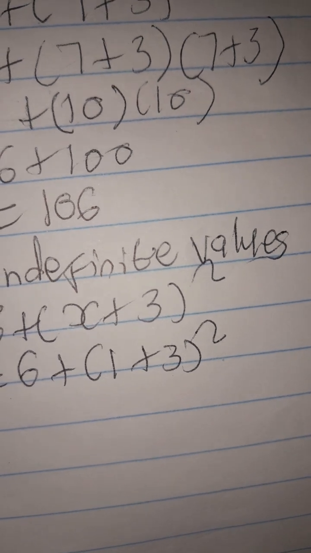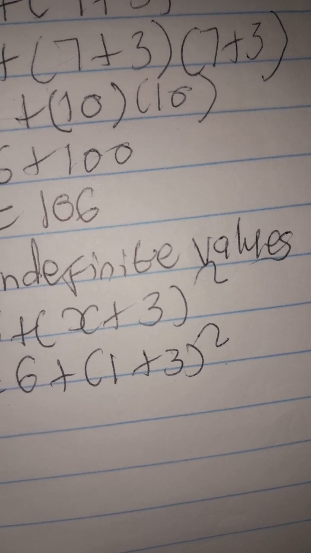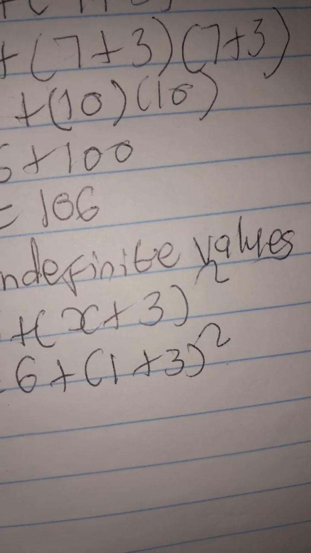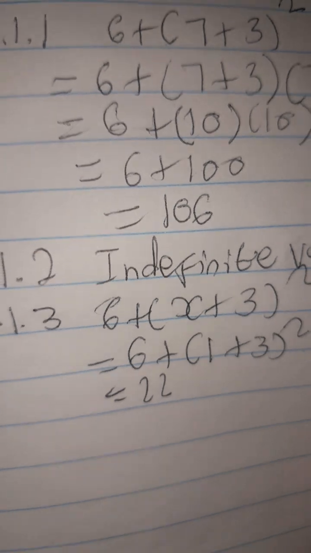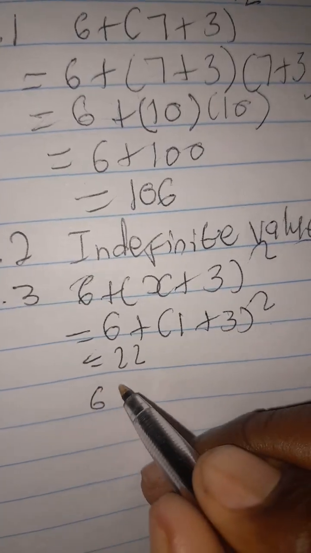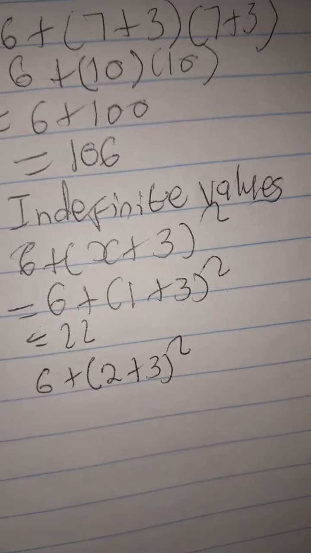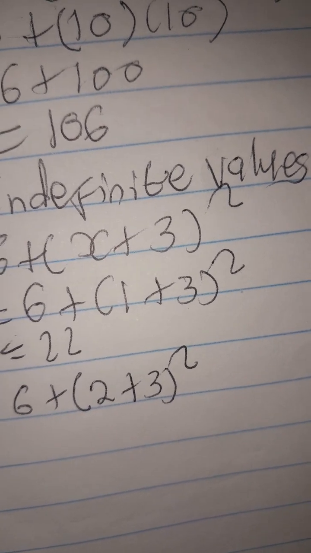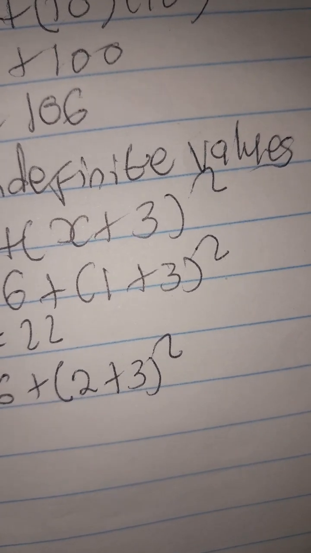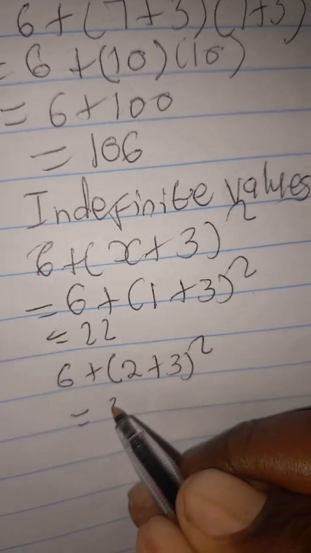We know that 1 plus 3 will be 4 squared. 4 squared is going to be 16. So 6 plus 16, we are going to have 22. So the first value here will be 22. Then the second value, we're going to put 2 now. When you say 2 plus 3, that's going to be 5. Then 5 squared will be 25. 6 plus 25 will be 31. So the second value can be 31.